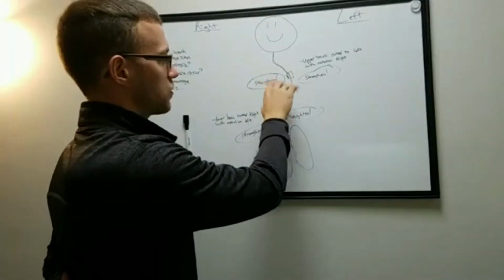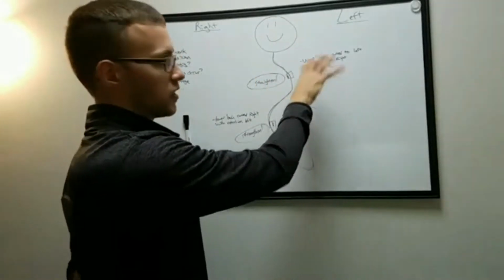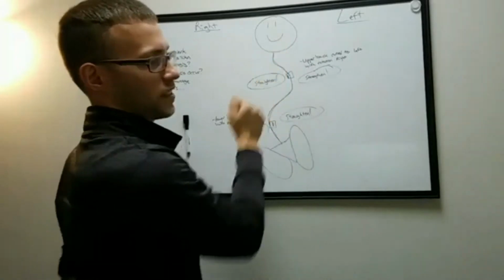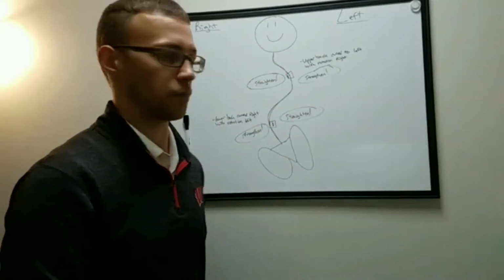So we need to loosen up these muscles, help straighten that out. We need to strengthen these muscles, help pull the spine back, and you can see how that will kind of straighten things out up there.